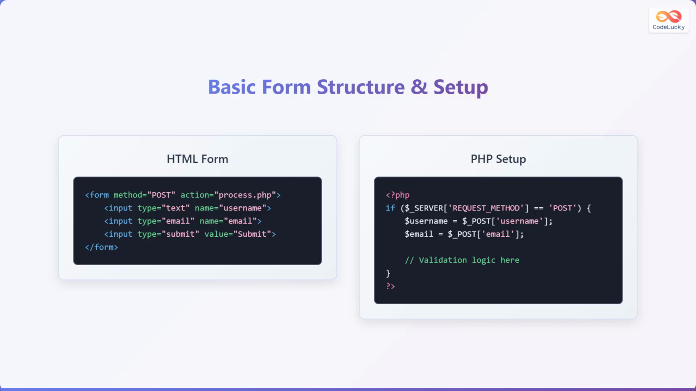Let's begin by understanding the basic structure of an HTML form and its PHP setup. The HTML form is defined with the form tag, setting the method to post and action to process.php. Inside the form, you will find input fields for the username and email, each defined with its type and name attributes. The PHP setup involves checking if the request method is post, then retrieving the username and email from the post array. This is where you would insert your validation logic.